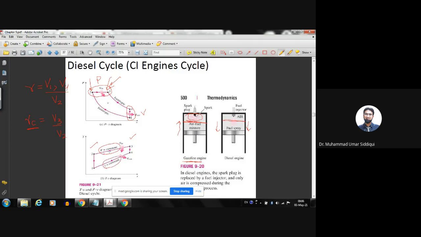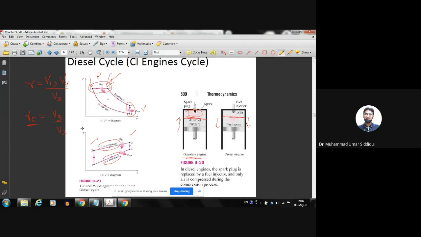The only difference is that the constant pressure process is a little more inclined compared to the constant volume process. Okay, so this constant pressure process is closer to horizontal. It's not horizontal, but it's closer to horizontal. Okay, and the constant volume is a bit more inclined. So this is how the diesel cycle looks.